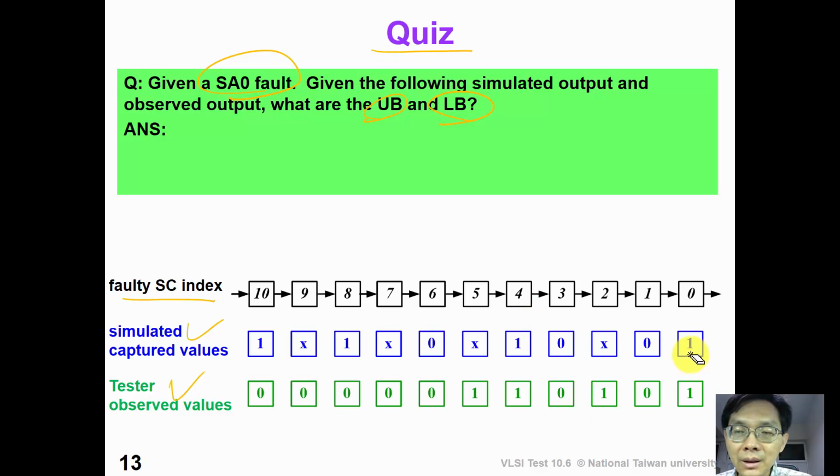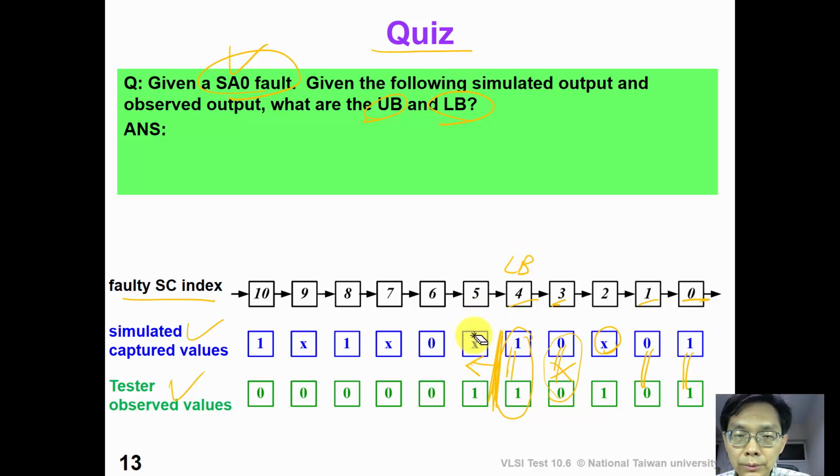Okay, have you done yet? Starting from index number 0, they are the same here, and index number 1, they are the same. We ignore number 2 because this is unknown. For scan cell number 3, they are identical, but this value is the same as the stuck-at value, so we don't count this. For index number 4, they are the same. That means the 4 is upstream to scan cell number 4. So number 4 is the lower bound.